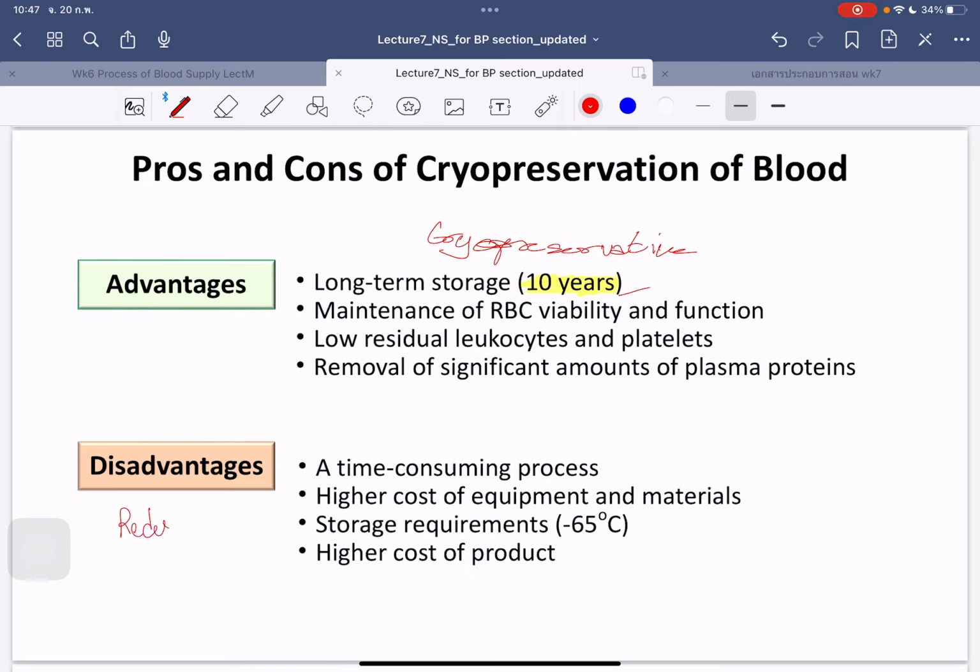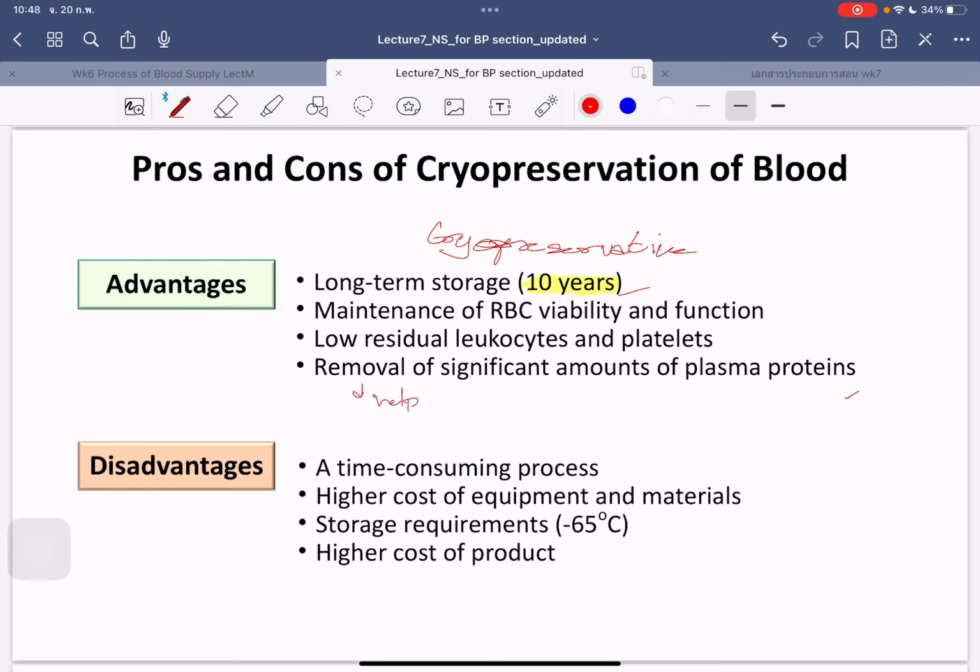And the fourth one, because from the process, after you freeze and thaw, you have to wash to remove the cryoprotective agent. This means that all the protein in the plasma is removed as well. It can help to reduce allergy in the patients.